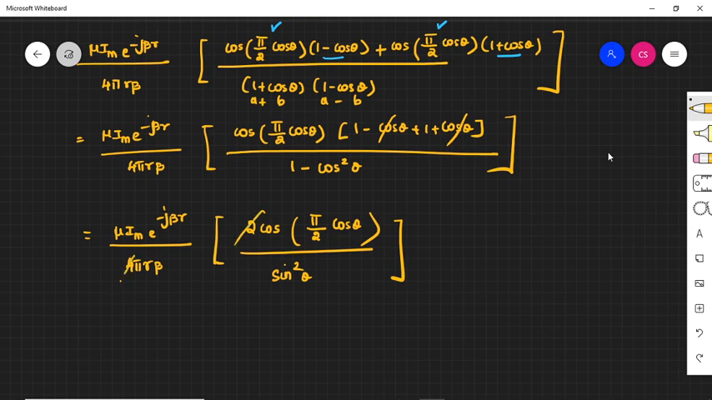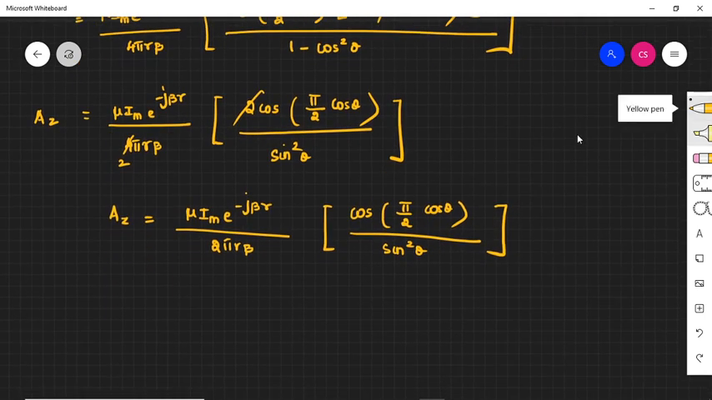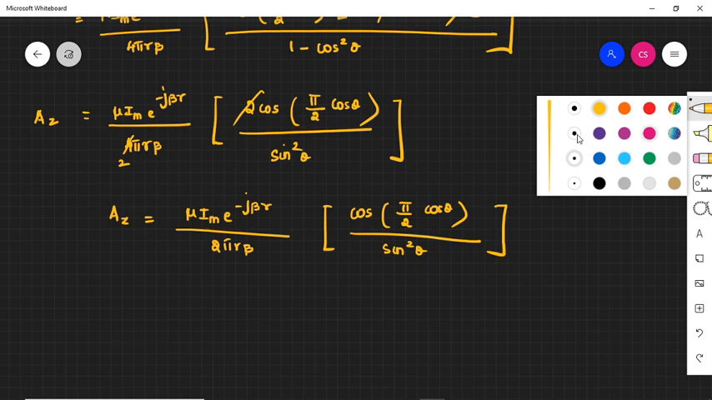Therefore, I am getting the equation for vector magnetic potential to be mu im e power minus j beta r divided by 2 pi r beta into cos of pi by 2 cos theta divided by sin square theta. This is the value of the vector magnetic potential of a half wave dipole.